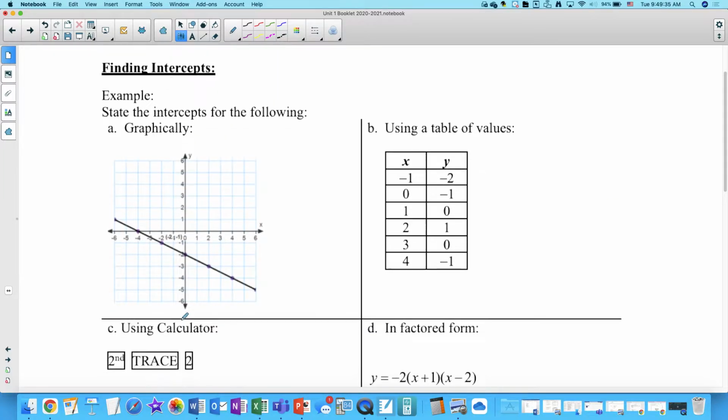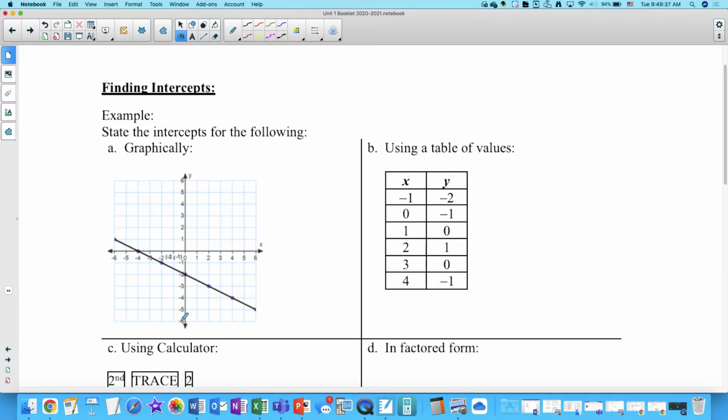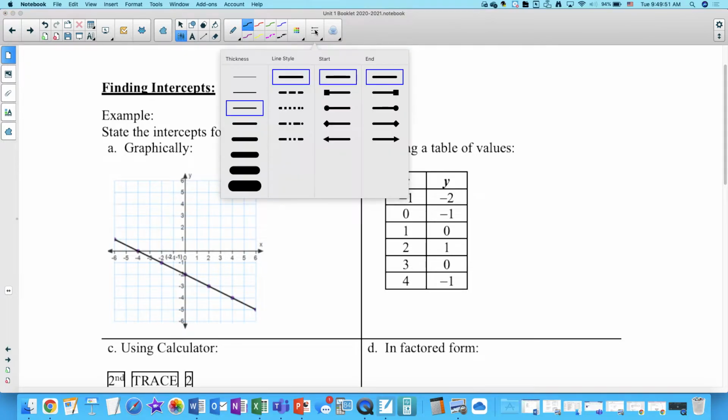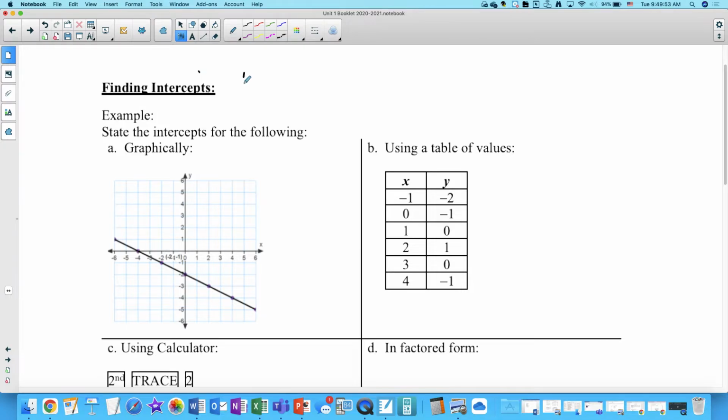Okay, intercepts. Okay, so we're going to talk about intercepts next. Intercepts are the values where the graph hits each axis. Okay, so essentially intercepts are hits or crosses each axis.